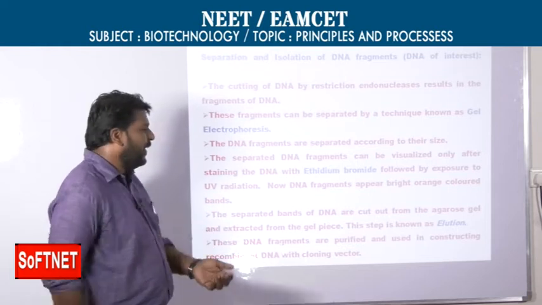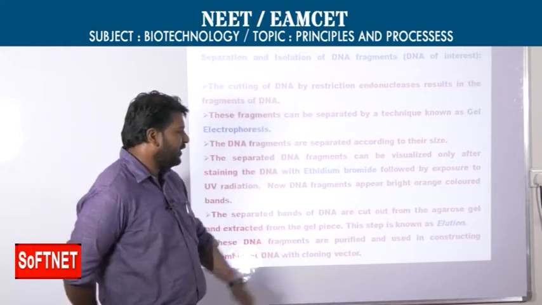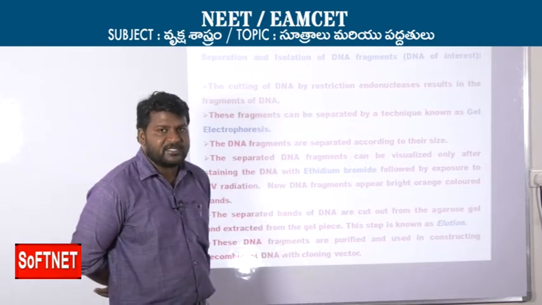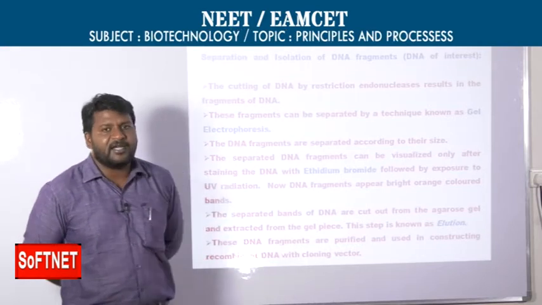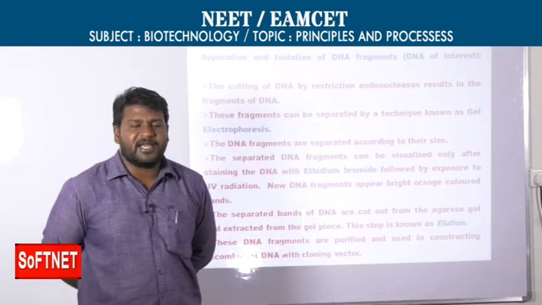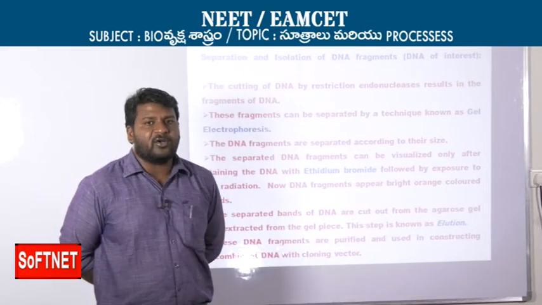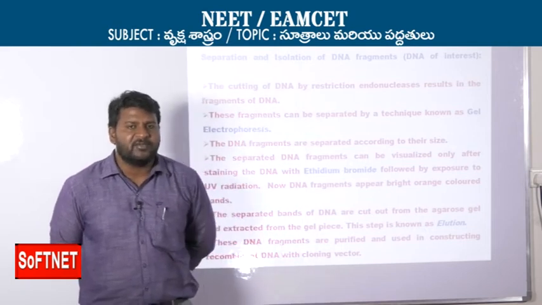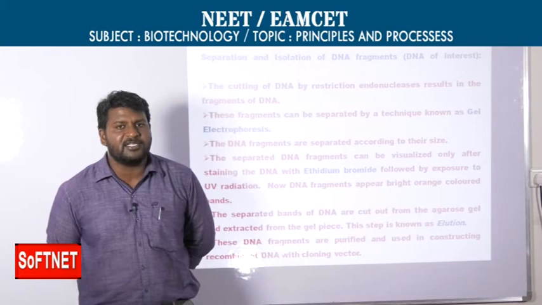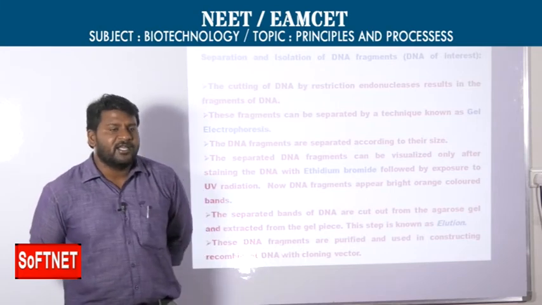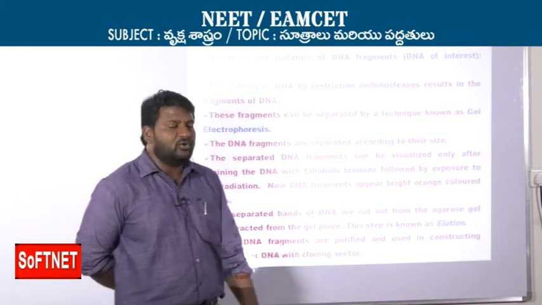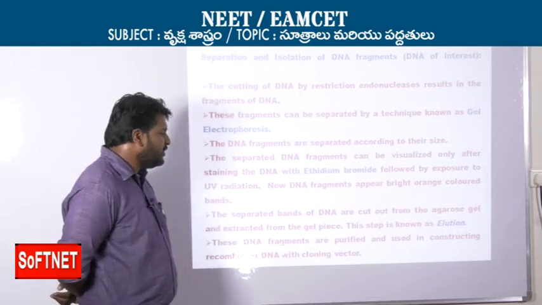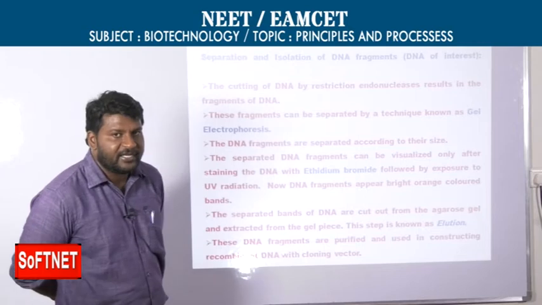Now, the separated bands are cut from the agarose gel and extracted from the gel pieces. Our desired DNA fragments, appearing in orange color, are extracted from the agarose gel. This extraction is called elution. These DNA fragments are purified and used in constructing our rDNA.